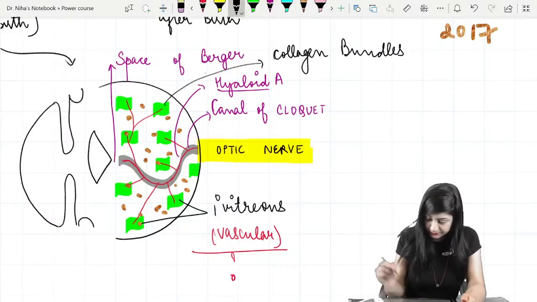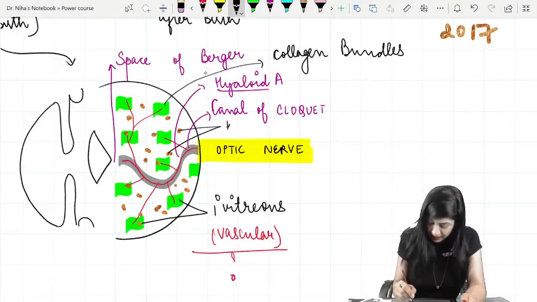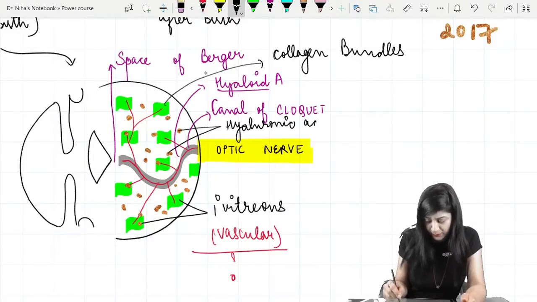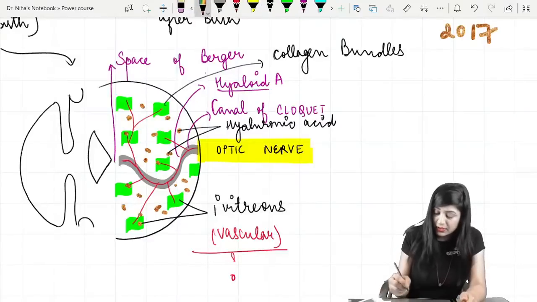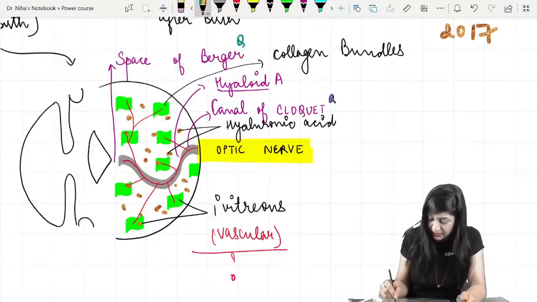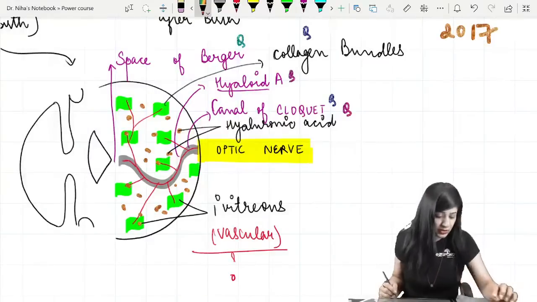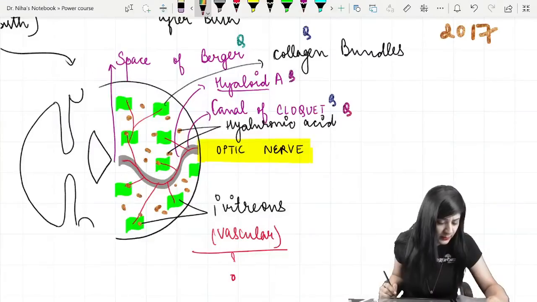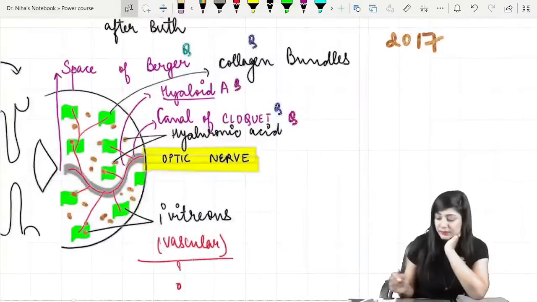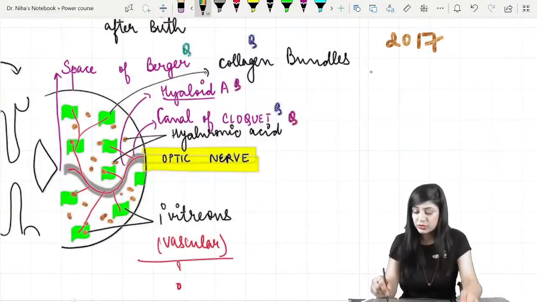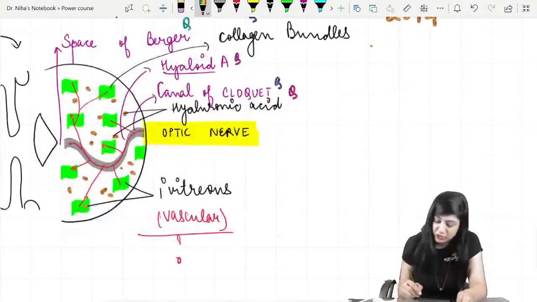So these are your hyaluronic acid crystals. There are so many PYQs from this area. They can actually ask you the space of Berger, name of the canal, name of the artery, collagen, crystals, and from which germ layer it should develop. Nobody has answered that question. I said that primary vitreous is a vascular thing. So from which germ layer should it develop?